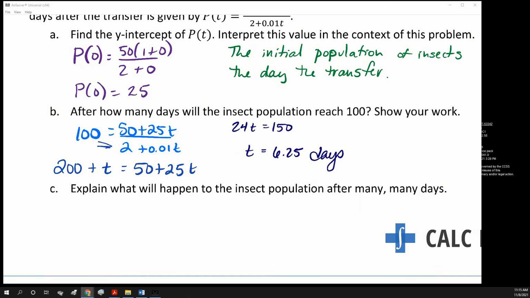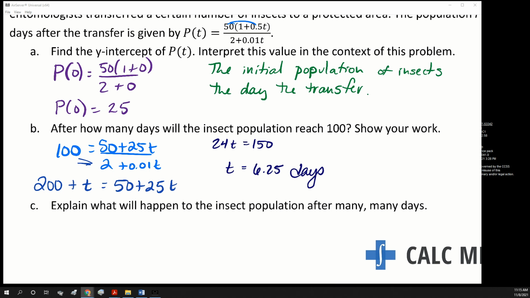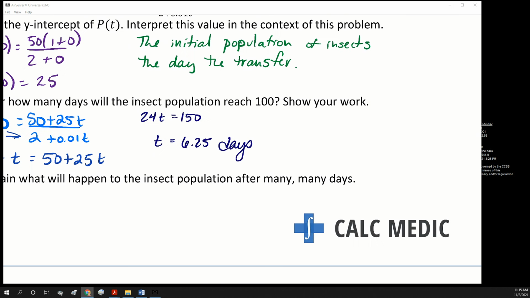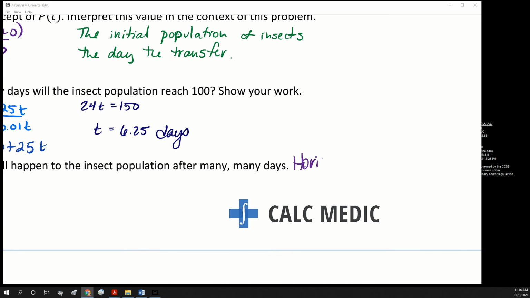Right. And then for C, explain what will happen to the insect population after many, many years. So out of the things we've talked about today, horizontal asymptote, slant asymptote, and the Y-intercept, which of these do you think this is asking you to find? Well, this one doesn't have a slant asymptote. So horizontal asymptote or Y-intercept, what do y'all think? Horizontal. So after many, many years, it's what's happening really, really far to the right of the graph. Let's ask it, or many, many days. That's going to be the horizontal asymptote.